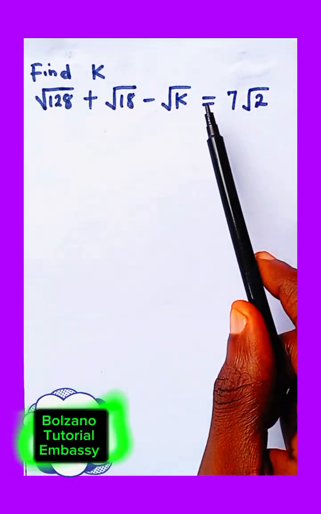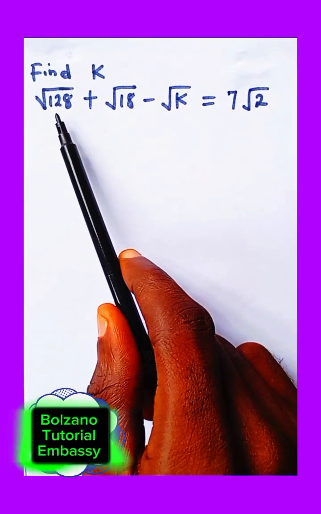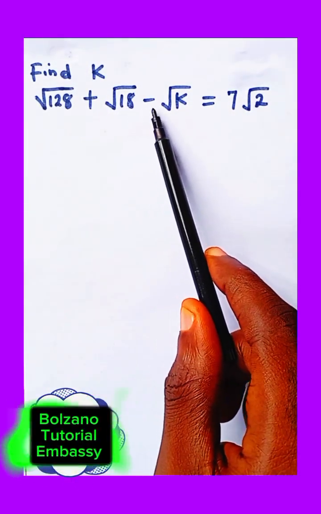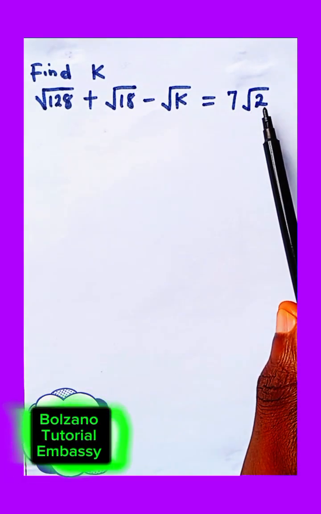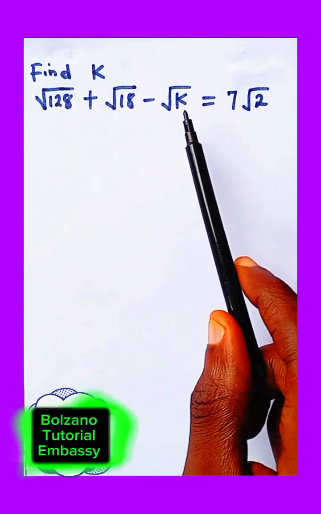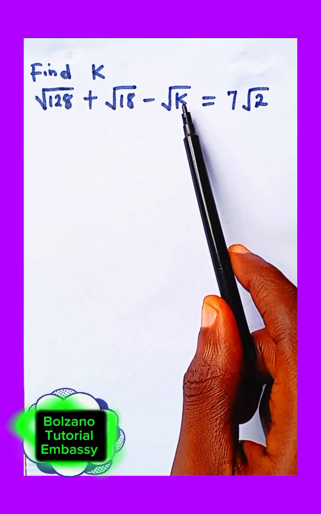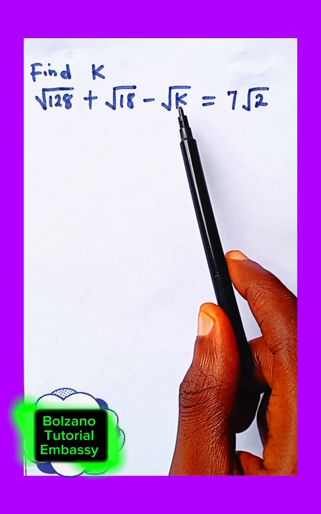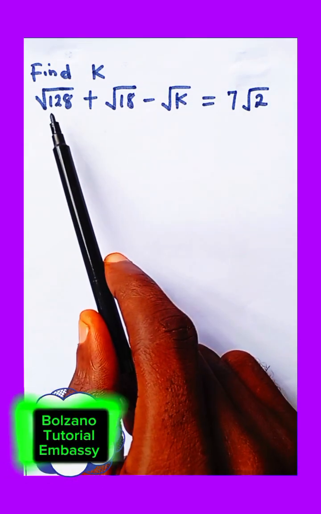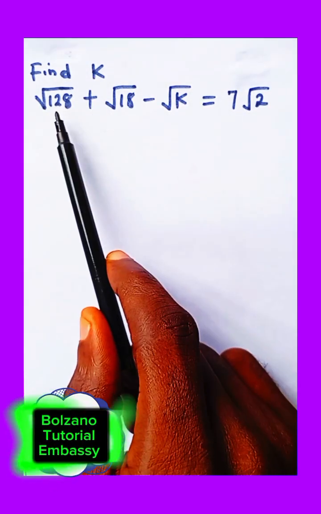Find k in this radical equation: root 128 plus root 18 minus root k equals 7 root 2. We're asked to find the value of k, and you can see that k is also contained in a root. For us to simplify this, let's notice each of the roots.